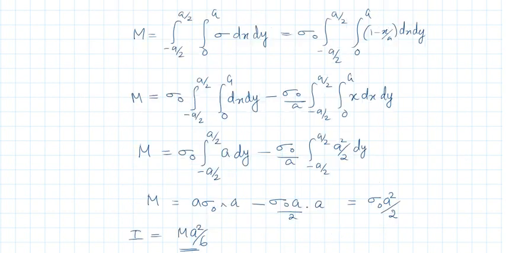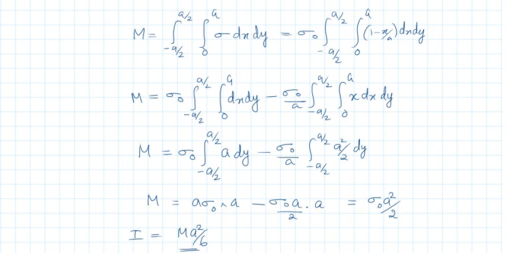In order to find the total mass, you simply integrate the density over the entire area. So the integral of sigma dx dy, from minus a by 2 to a by 2 and from 0 to a. Sigma 0 you can take outside, times 1 minus x by a. Again you can split into two terms. So sigma 0 into the integral from minus a by 2 to a by 2, integral 0 to a dx dy, minus sigma 0 by a integral from minus a by 2 to a by 2, integral 0 to a x dx dy.